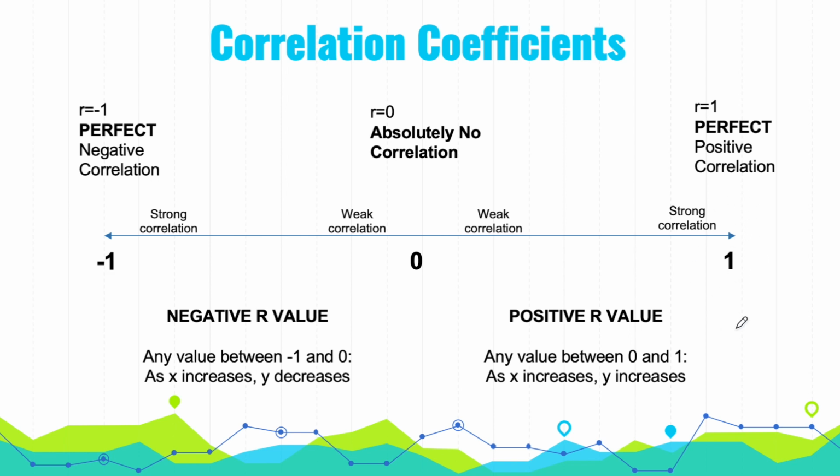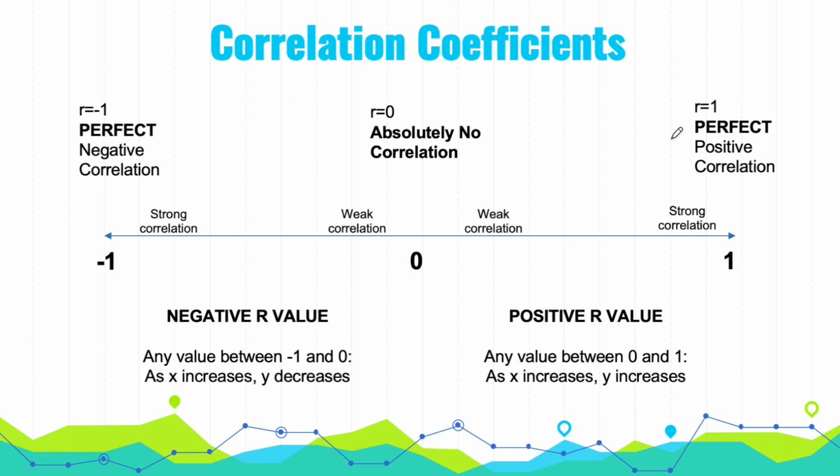If you have an R equals 1, that's a perfect positive correlation. Every single point perfectly fits mathematically onto the best fit line. There are no errors. If your R equals -1, you would expect a perfect negative correlation. Again, all of the points of your scatter plot would fit perfectly on your line.